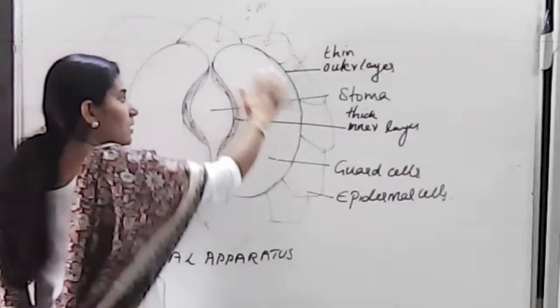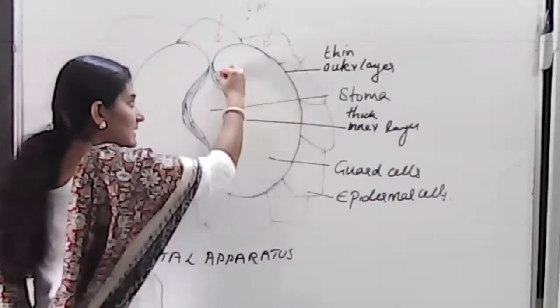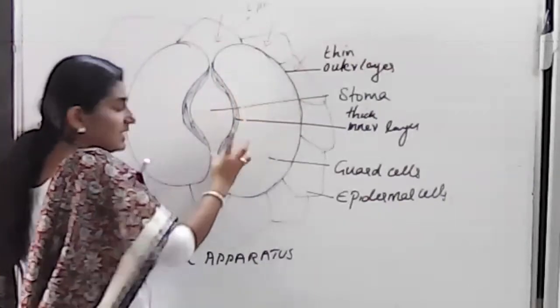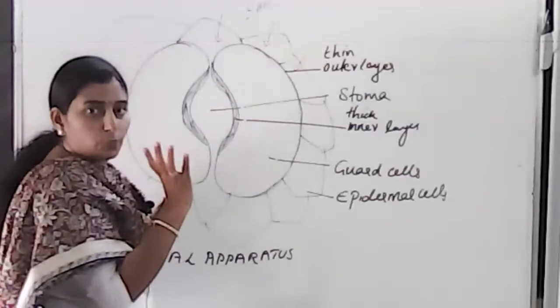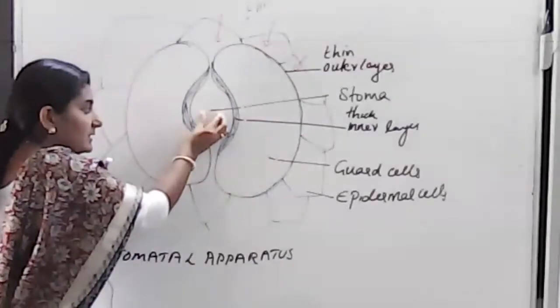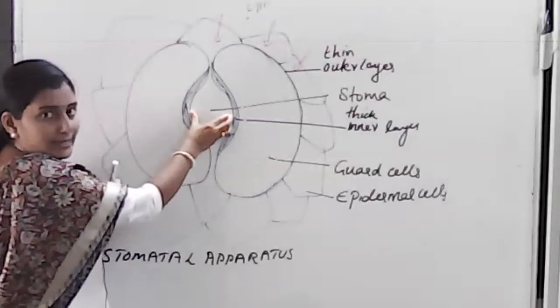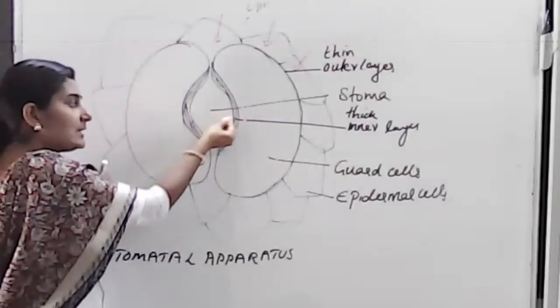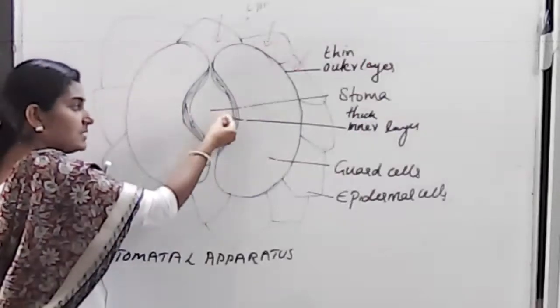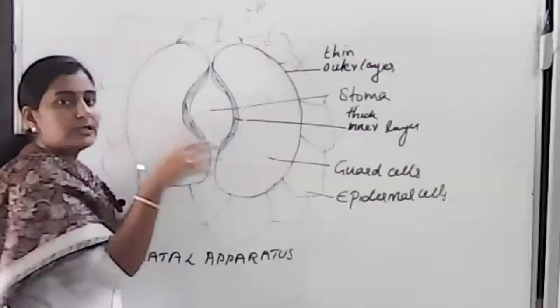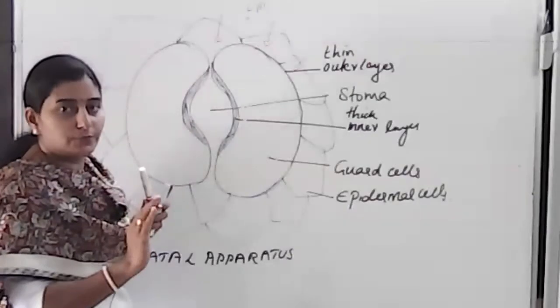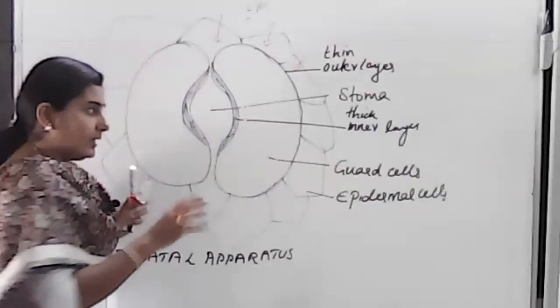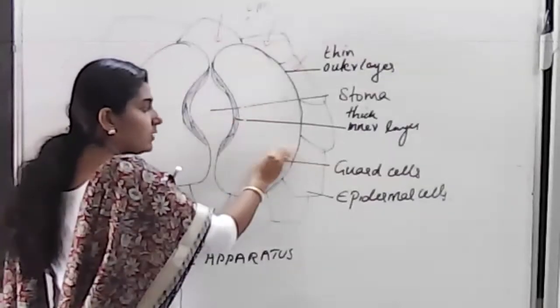And the outer wall appears like this only, and the inner walls will be curved inside when it gets fully filled with water. So what happens? The gap here will get widened. So water will be given out from this guard cell towards the stoma, which is given out by means of diffusion. Got it?